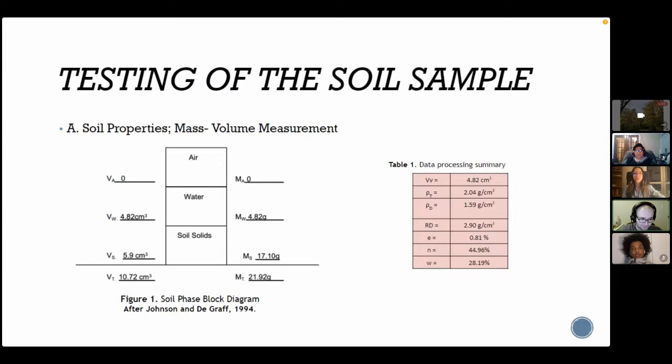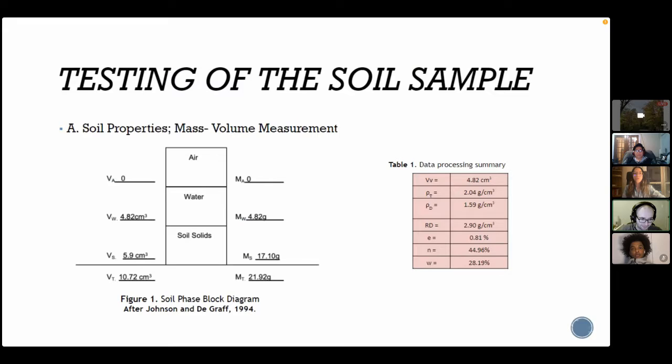I'm going to start talking about the testing of the soil sample that was conducted in the lab. Firstly, we determine the engineering characteristics of the soil, which is important for plant growth, regulating the movement of air and water, influencing root development, and affecting nutrient availability. The phase diagram labeled with weight and volume is also important, showing the relationship between both.